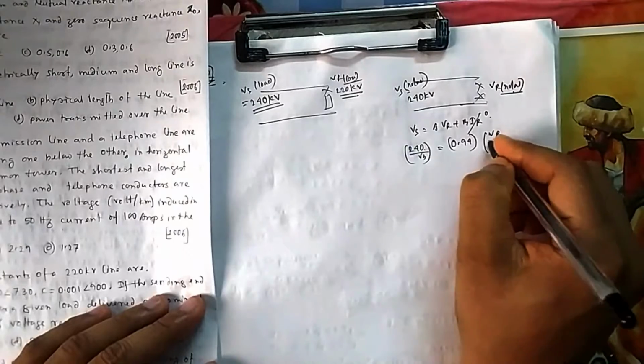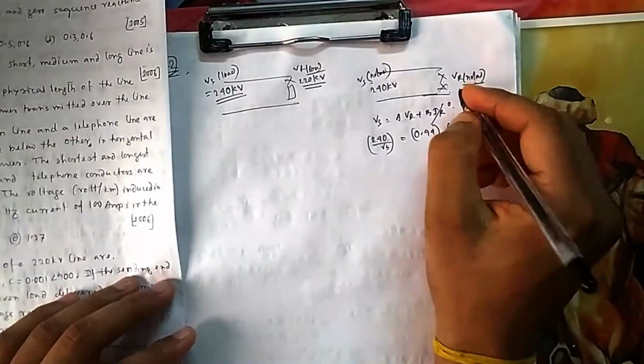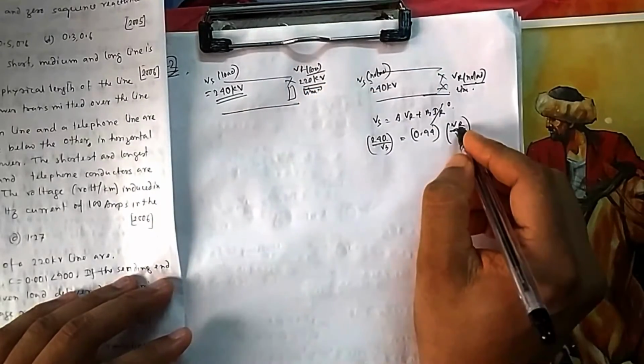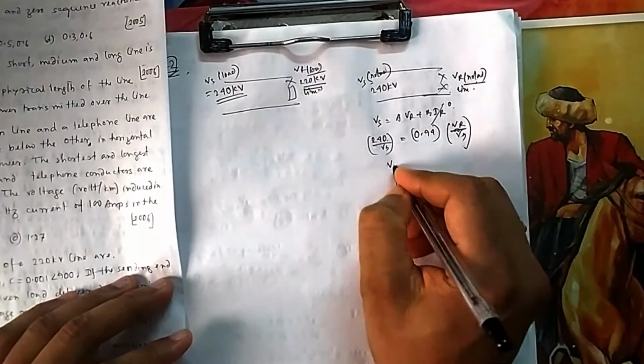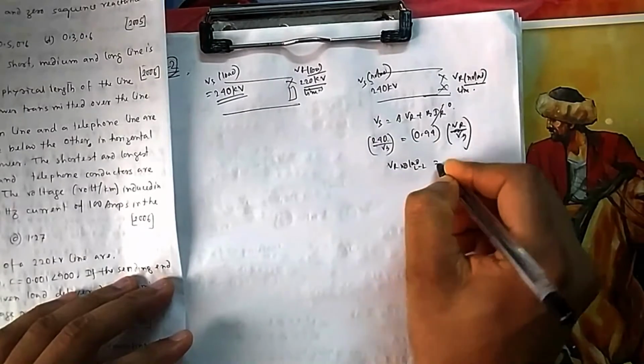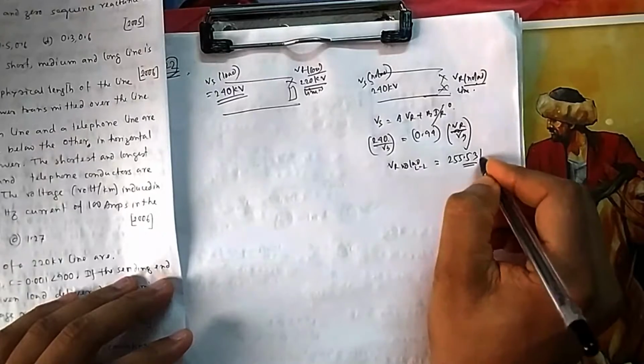So VR, suppose I have considered line voltage. This is line to line, this is also line to line. That's why I am dividing by root 3, so root 3 gets cancelled. VR at no load, line to line, you will get 255.53 kV.